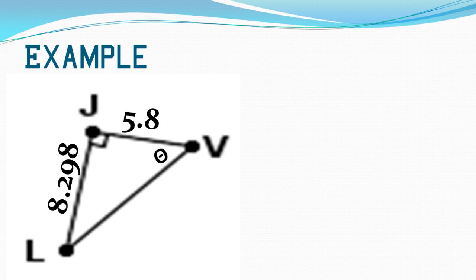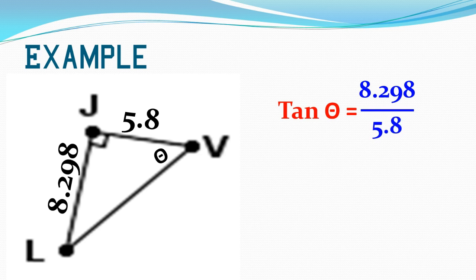The side that I can't touch is 8.298. That's my opposite side. I can't touch it. I have opposite, which I can't touch, and the adjacent side that I can touch, so I have opposite and adjacent. What trig ratio is opposite and adjacent? So, CAH, TOA, opposite, adjacent. So I'm going to take tangent of theta, so tangent of the unknown angle, equals the trig ratio. Opposite over adjacent, TOA. Opposite is 8.298 divided by the adjacent 5.8.